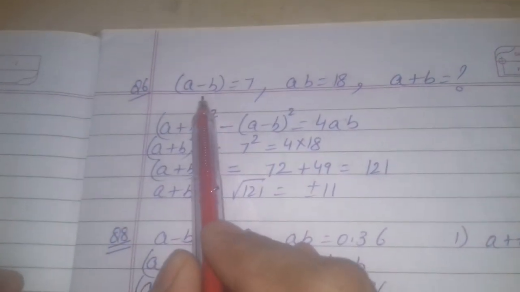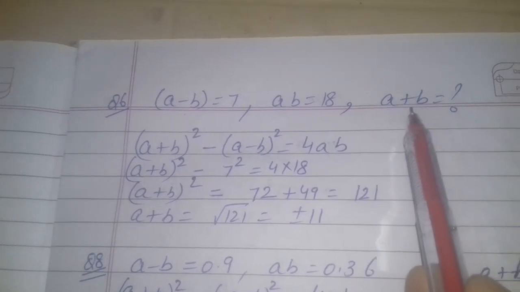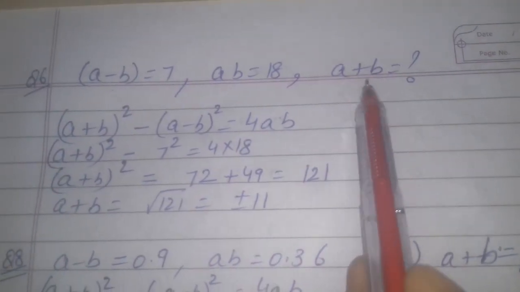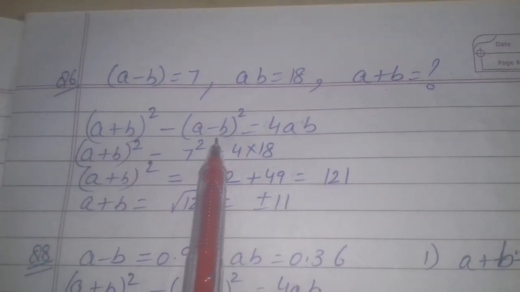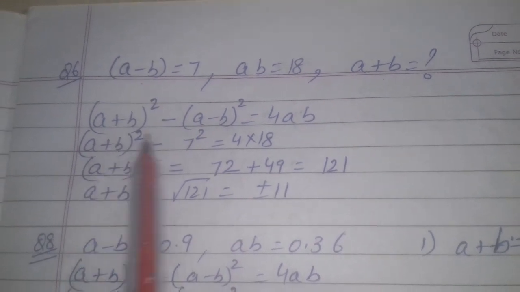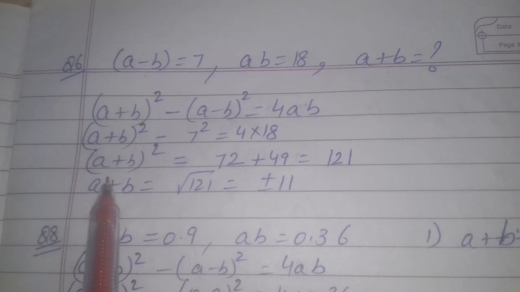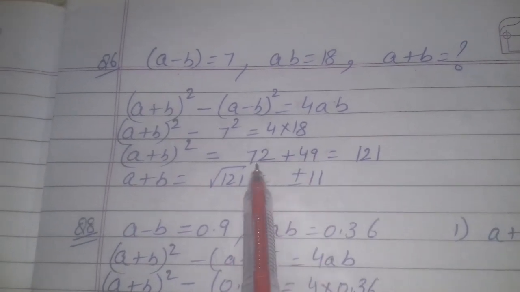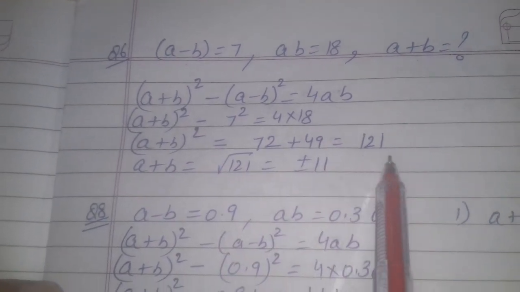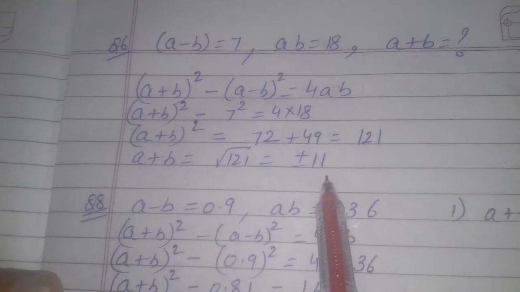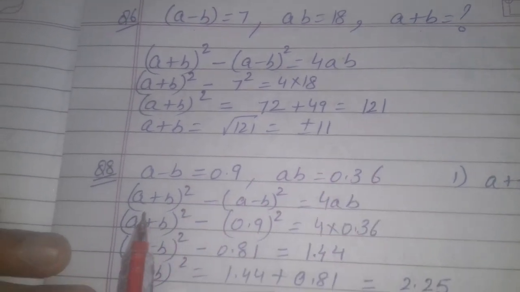Sixth question. Again you are given this value and a plus b you have to find out. Same expression which I already told you. Now we are asked to find this. This value is given to us. ab is given to us. Put the value. A plus b whole square is equal to 18 fours are 72 and transpose 49 this side. A plus b is under root 121, 11.